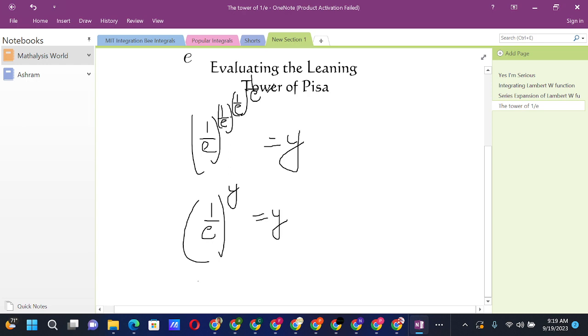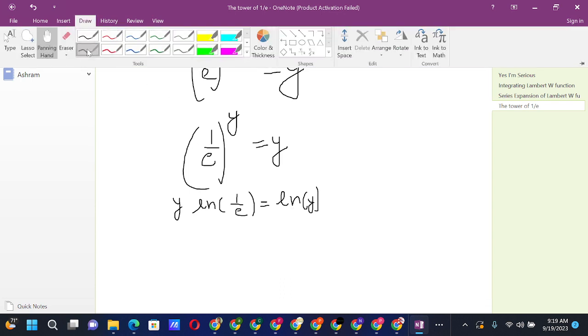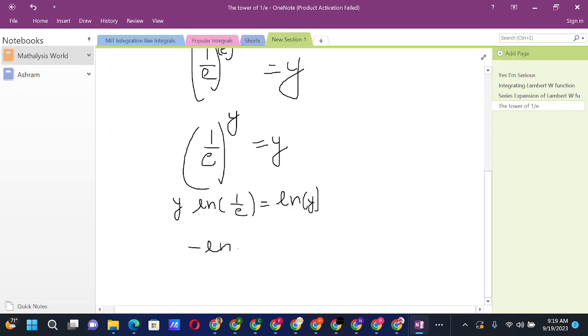Now we can take log on both sides to get ln of y, ln of 1/e equals ln of y. So we have taken log on both sides and the exponent goes in the front, so we have this. Now we can take y to the other side, and this is minus ln e equals ln y times y inverse, and this ln e will be just 1, and if we take the negative sign to the other side, this will be ln of y inverse times y inverse.